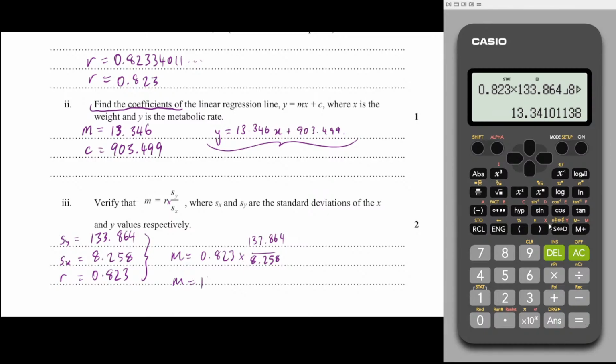So 8.258. I'm going to get something that's close. So there you go, like 13.341. So it's pretty close to the m that we've got up here. Like very close, in fact. It's only 0.005 away from it. So really close. Now, if you don't want to do all that calculation, you could just use your calculator to do it. Actually, in fact, for this question, you'd have to do that to verify it. So you'd have to put the numbers in and then work it out to show it.